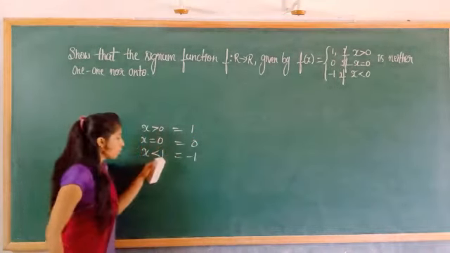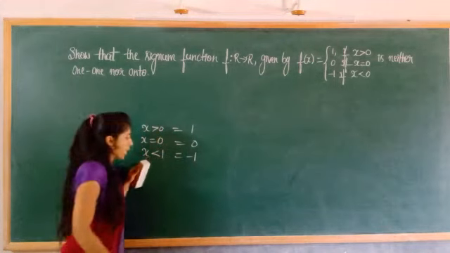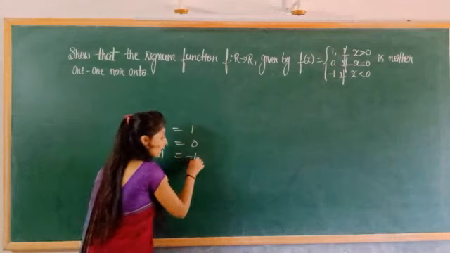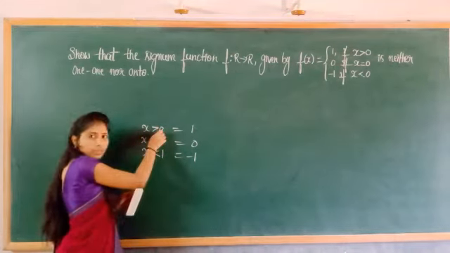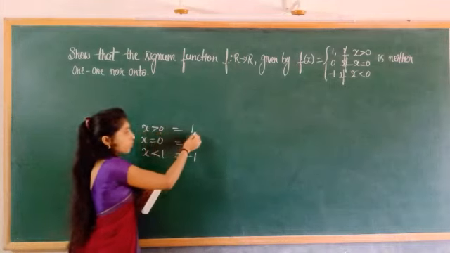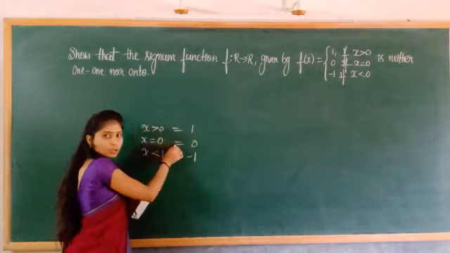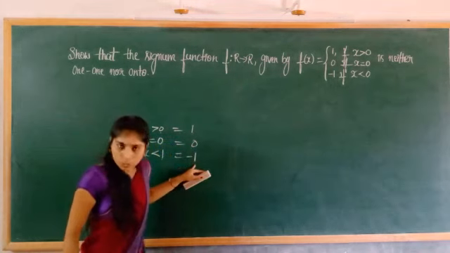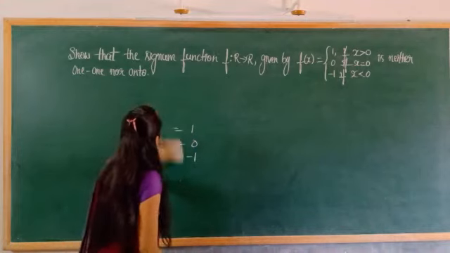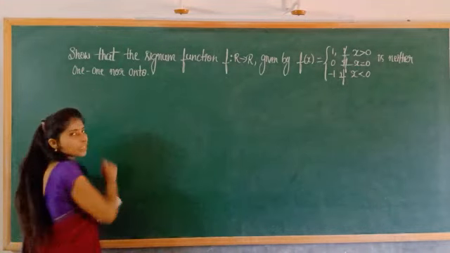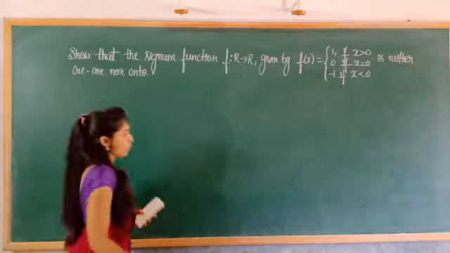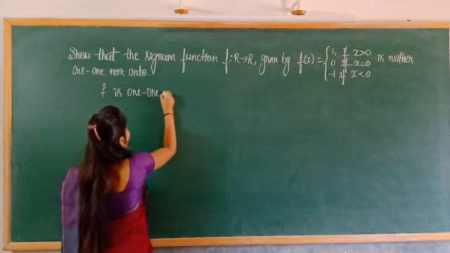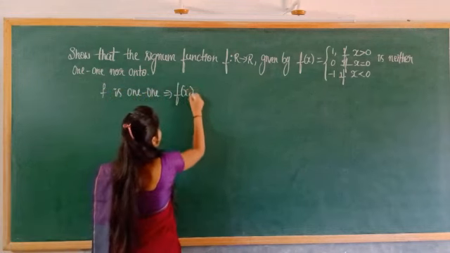You take any negative value, minus 1, minus 2 like that, then you will get minus 1 only. If x is greater than 0, all the numbers greater than 0, you will get positive 1. If x is equal to 0 you get 0. If x is less than 0 you will get minus 1. Okay. Now we show that the function is neither one-one nor onto. First, is f one-one? The condition is f of x1 is equal to f of x2.